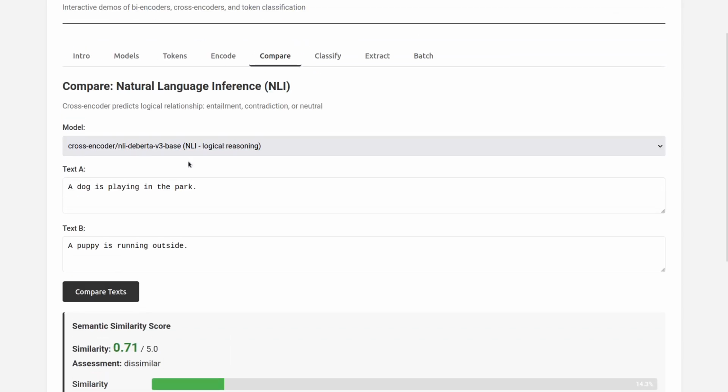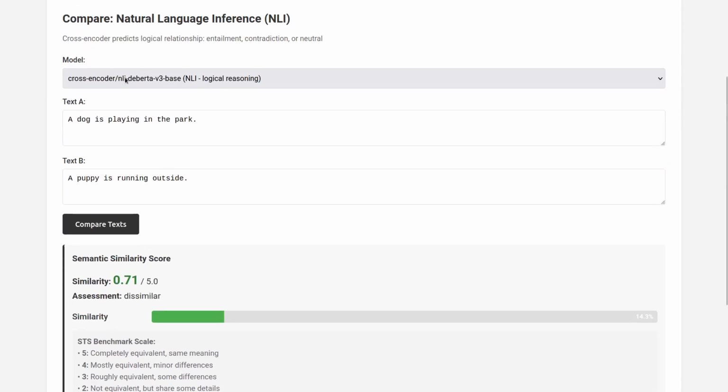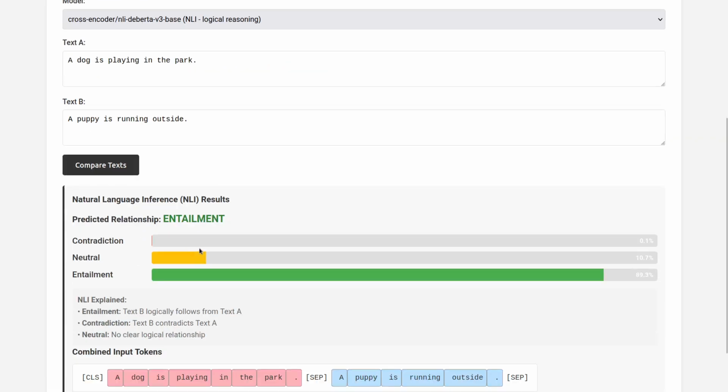Now let's go to the NLI version. This is a DeBERTa model, and the NLI task it's been trained on is to provide a 0 to 1, or 0% to 100%, certainty on these three labels: contradiction, neutral, and entailment. The idea is that contradiction means one text contradicts the other. Neutral means that the texts have nothing to do with each other, and entailment means that one logically follows or provides evidence for the other.